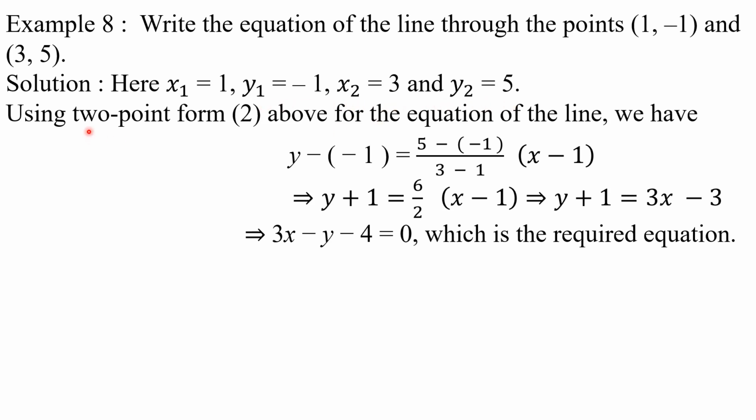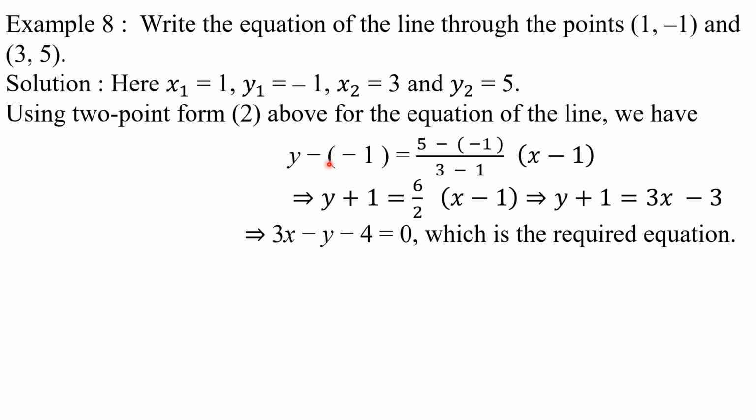Now by using the two-point form of a line, do you remember that point, my children? In the previous slide we have discussed the two-point form of a line. Yes, y minus y1 is equal to (y2 minus y1) by (x2 minus x1) into (x minus x1). Right.